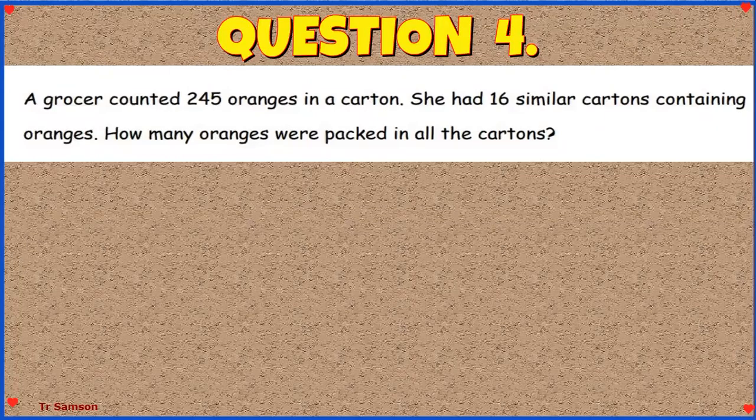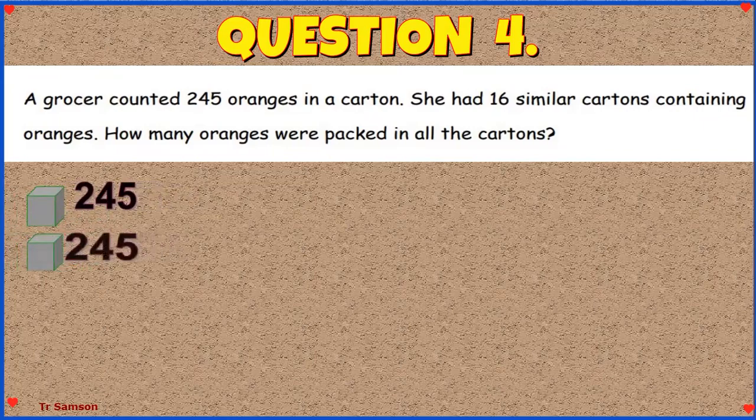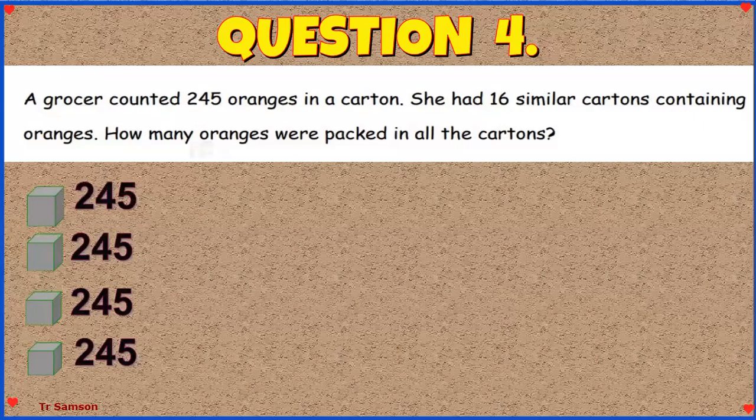She had 16 similar cartons containing oranges. How many oranges were packed in all the cartons? One carton has 245. Another carton, 245. Another carton, 245. Another carton, 245. It means you are going to add all of them up to the 16th carton.